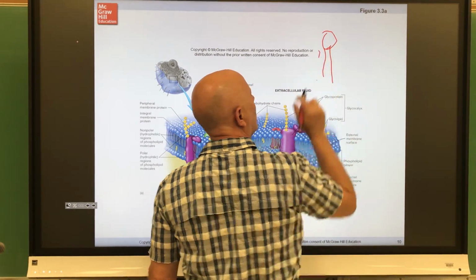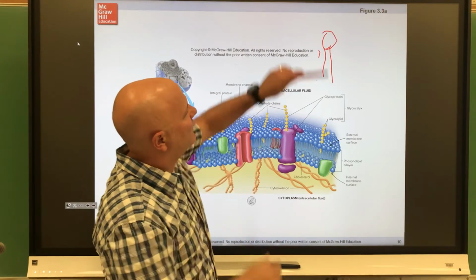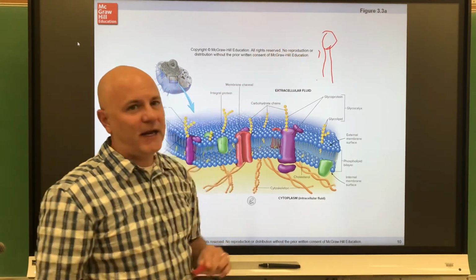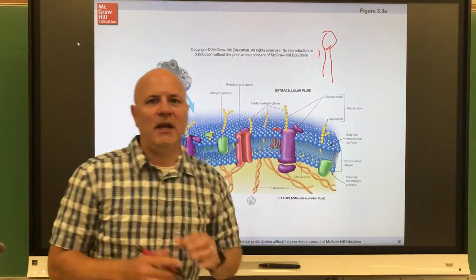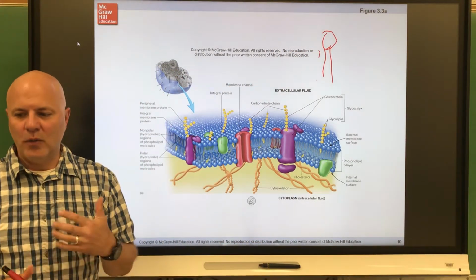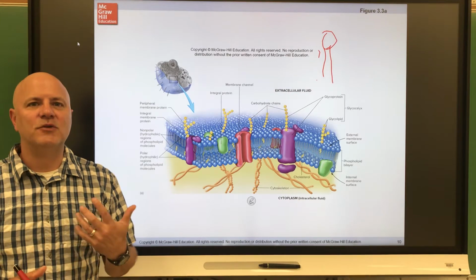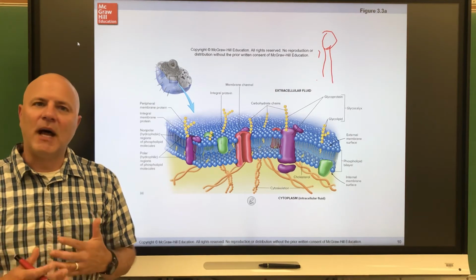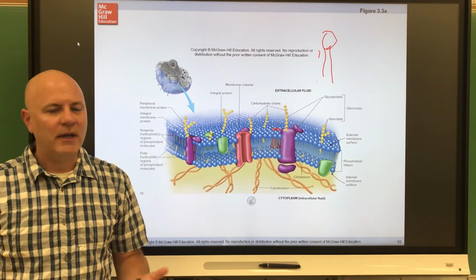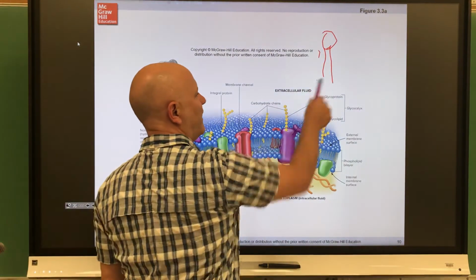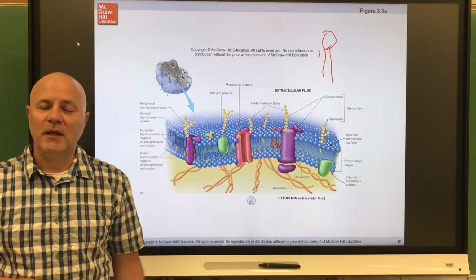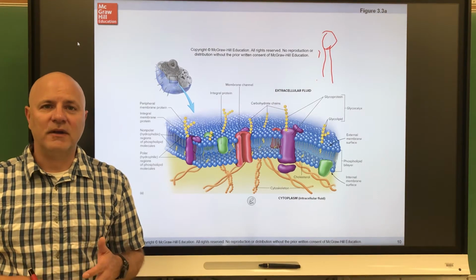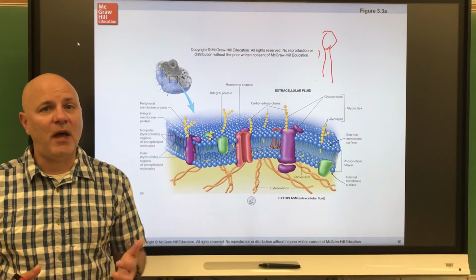Okay, so a phospholipid has a phosphate head and two fatty acid tails. Now that phosphate head is said to be hydrophilic. What hydrophilic means is that it's water loving, so these are molecules that are attracted to water. And these two other parts, the fatty acid tails, are said to be hydrophobic, so literally water fearing. These are molecules that are repelled by water.